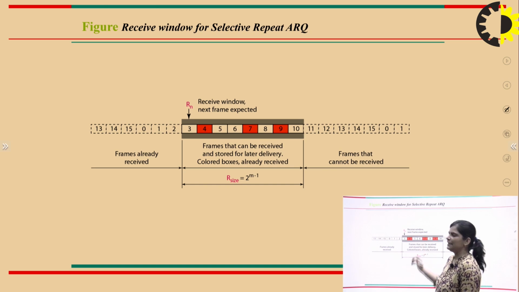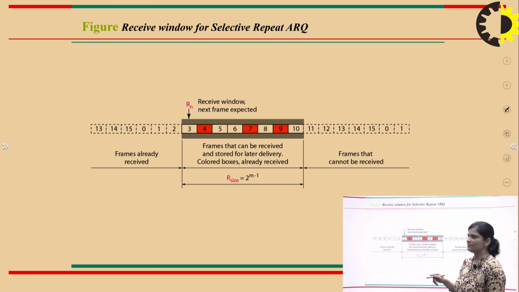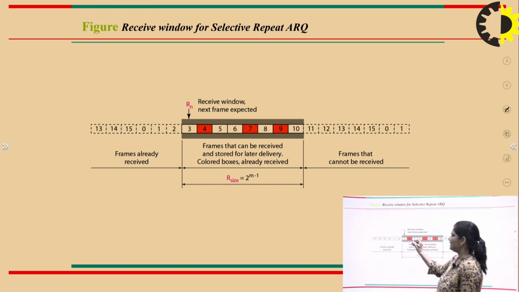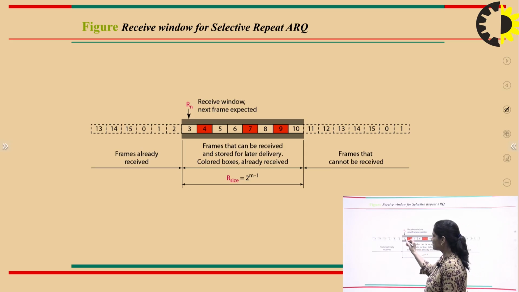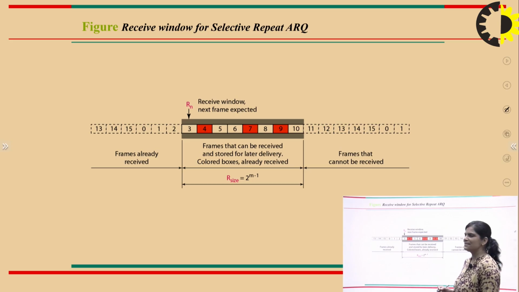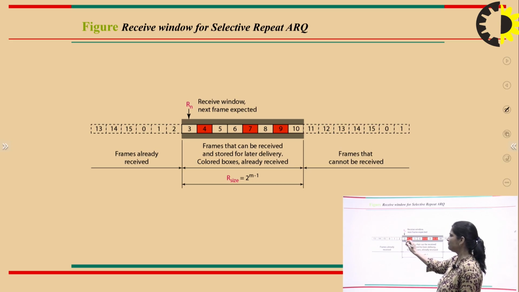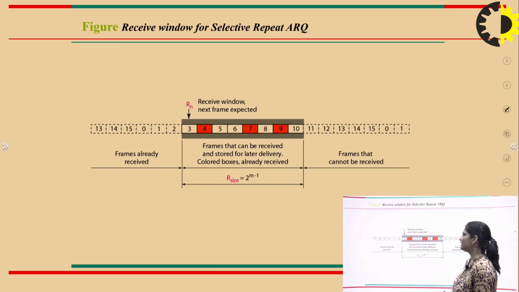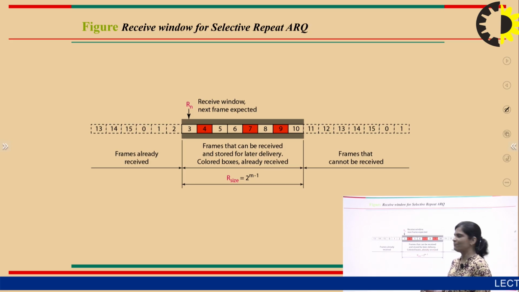Now what is the difference between the previous one and this one? Here we can select: we can send 3, and after that we can send 5. It depends on us; we can send frame 3, get the acknowledgement for 3, then send 5, or alternately. It depends on the sender which frame it sends. Here also the window size is 2 to the power m minus 1.